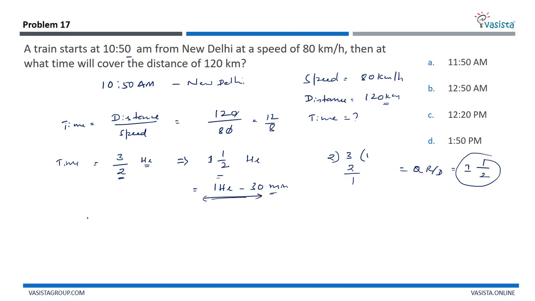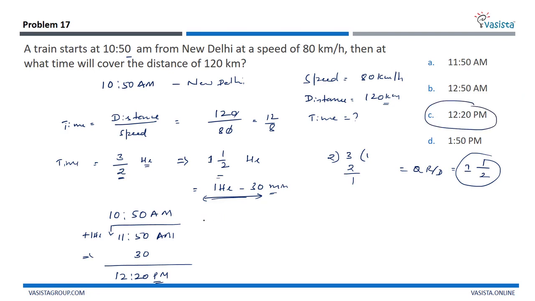30 minutes. Now let us check what is going to happen here. The train starts at 10:50 a.m. Let me add 1 hour, so that is 11:50 a.m. Again I need to add 30 minutes here. That is 11:50, 12, 12:20. 12:20 p.m. is the answer.